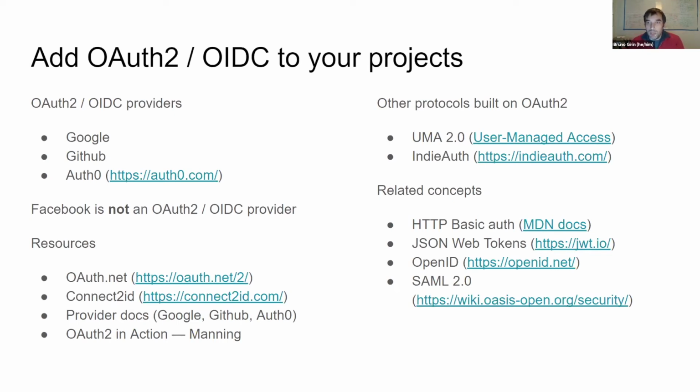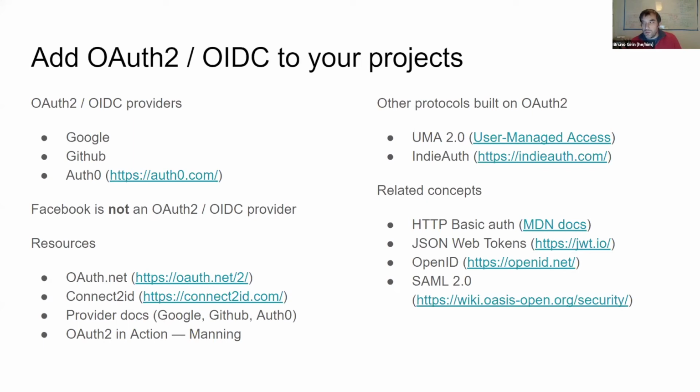Other interesting protocols built on OAuth 2, you've got User Managed Access, UMA 2.0, which is basically the logic you would have when you want one person to be able to give access to a document to another person. So that's what happens on Google Docs, for instance, when you want to give someone access to a document, or when you want to request access from someone else. So that's the type of things that UMA 2.0 does. IndieAuth is another type of authentication, different from OpenID Connect. It's got a few differences, and it relies on you having your own website, so it's not for everybody.